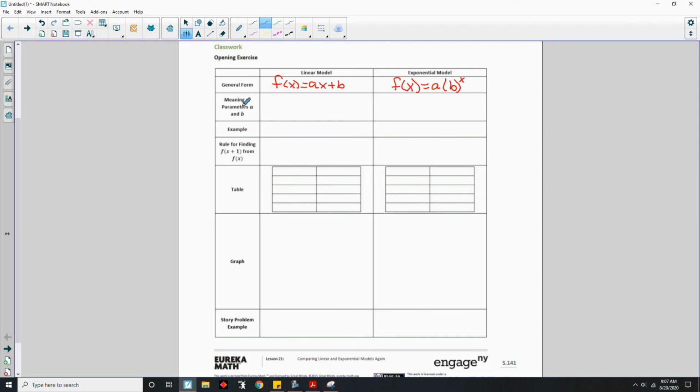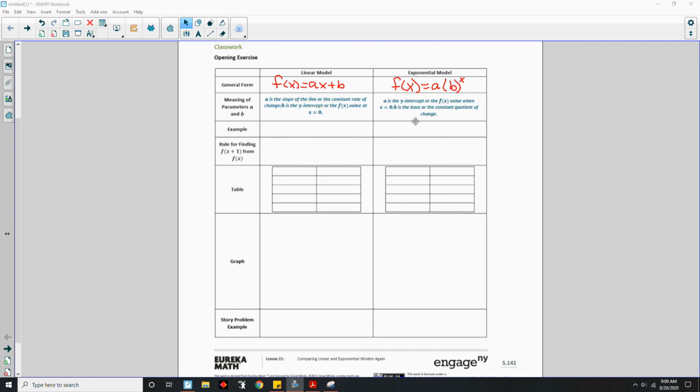Now it says the meaning of the parameters a and b. A is the slope of the line, or you could call it the constant rate of change, and b is the y-intercept, or the f of x value at x equals 0. So 0, comma, f of x. Exponential model: a is the y-intercept, the f of x value when x equals 0, and b is the base, or we can call that the constant quotient of change.